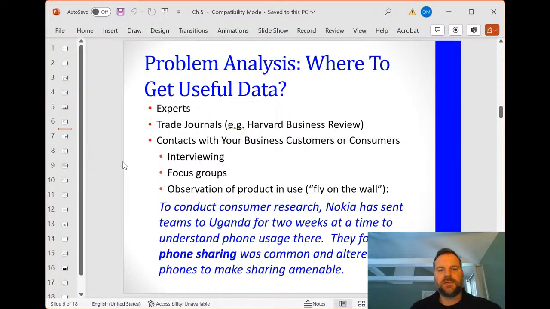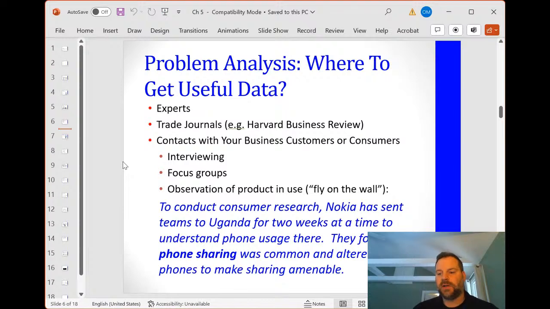Where else can you get useful data? Experts in different fields and trade journals like Harvard Business Review. Contacting business customers and consumers through interviews and focus groups. You can also do an approach called fly-on-the-wall observation. A really great example of this is what Nokia has done in the past.